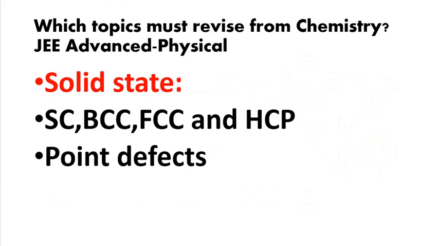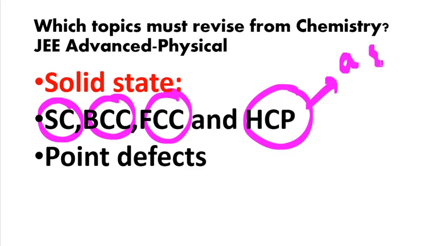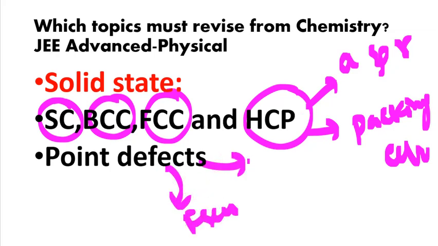Next, from solid state, just look at simple cubic, BCC, FCC, and HCP. Here, the most frequently asked questions are on edge length and atomic radius, the relation between edge length and atomic radius. And also, we may expect questions from packing efficiency. So just focus on them. Here, the important point defects are Frenkel and Schottky defects. Just focus on them.